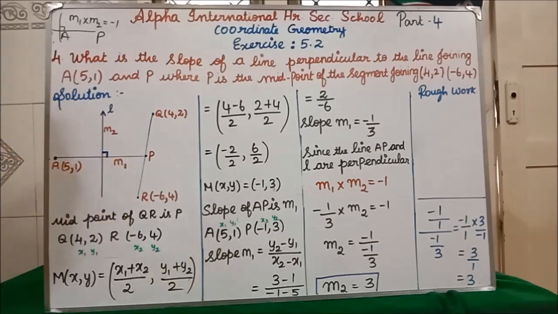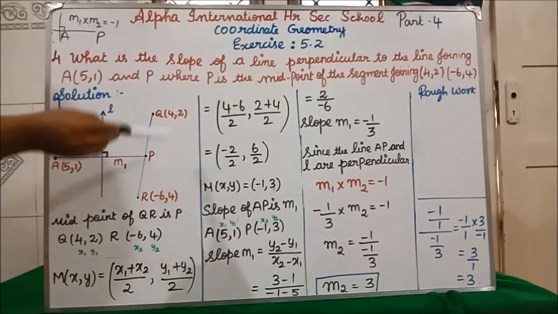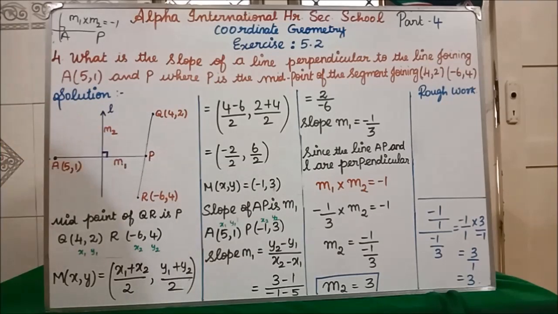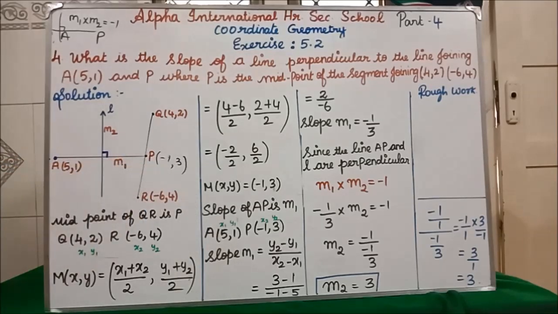So what midpoint value have we got? (-1, 3). P is our midpoint. So the P value we have found here is (-1, 3), isn't it?